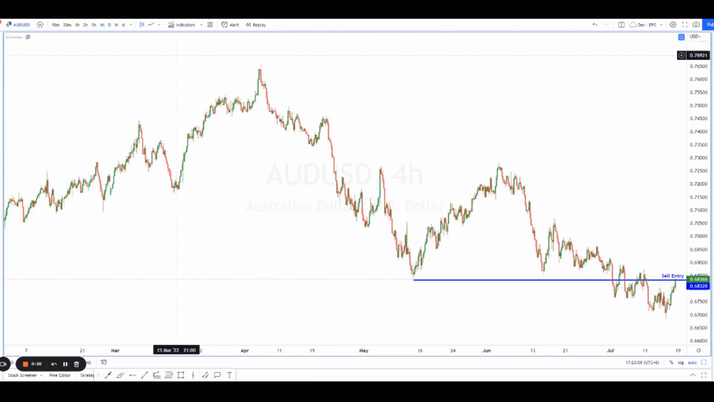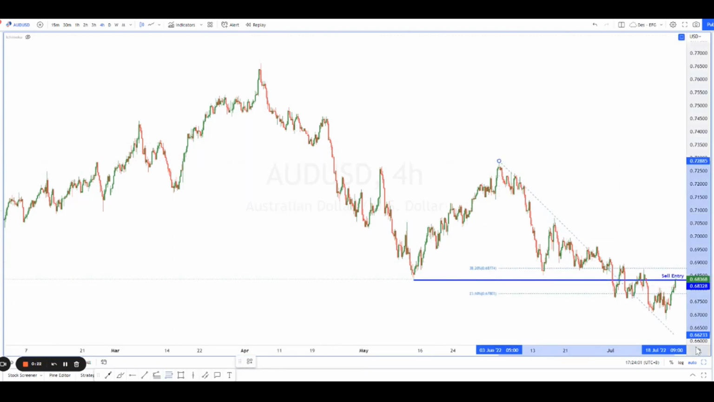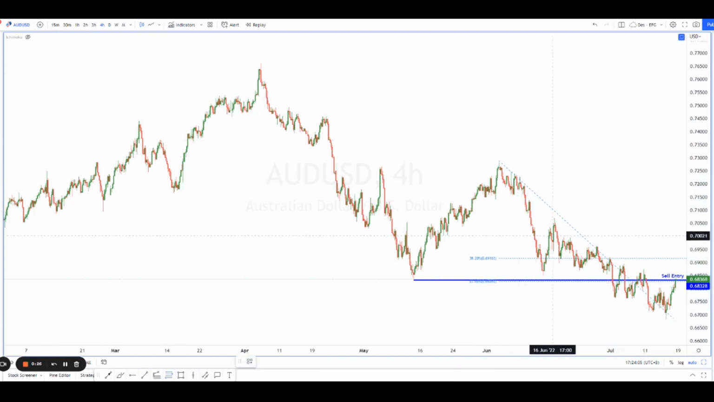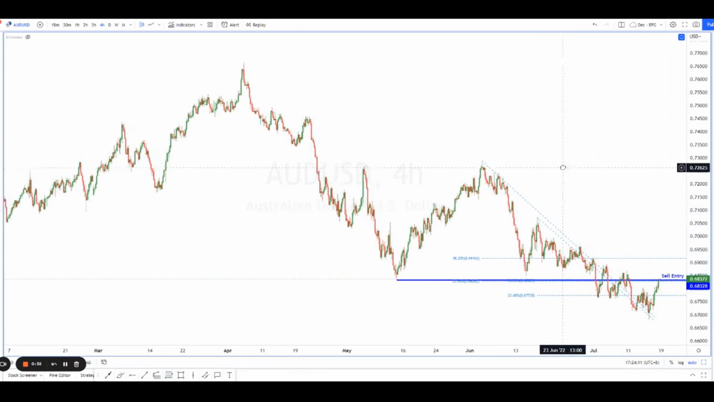Okay, right? It also happens to, if I'm not wrong, line up with a pretty nice Fibonacci, right? 23% Fibonacci retracement there, and a 38% Fibonacci retracement here. Both of the levels lining up really nicely for a potential drop. All right, so yeah, how low can it go?